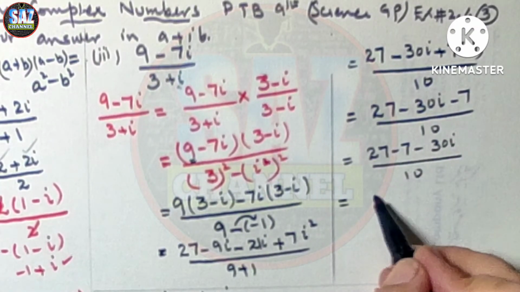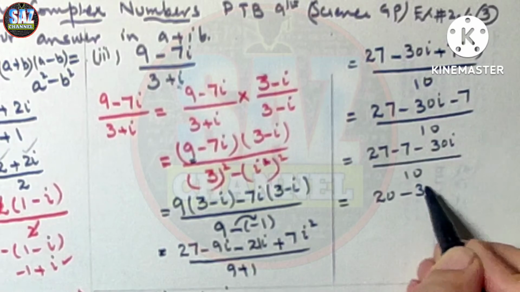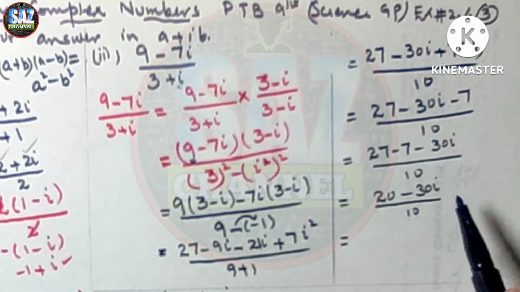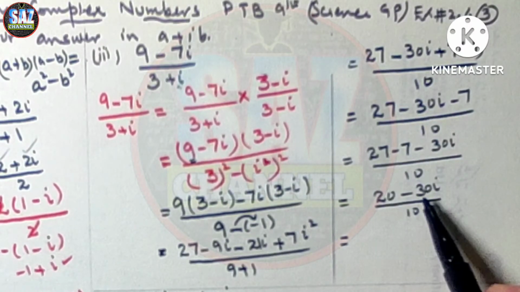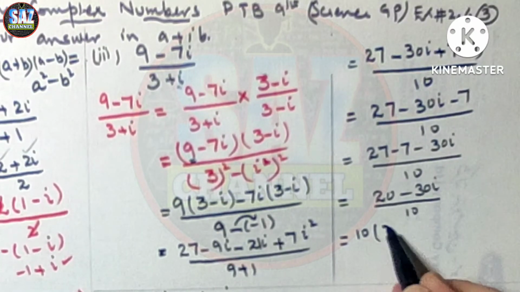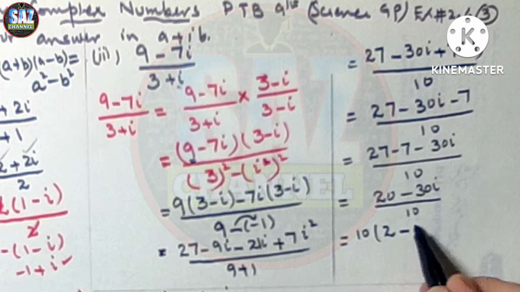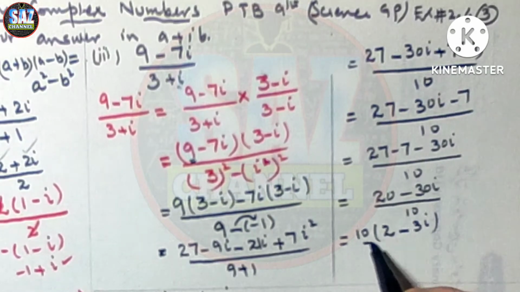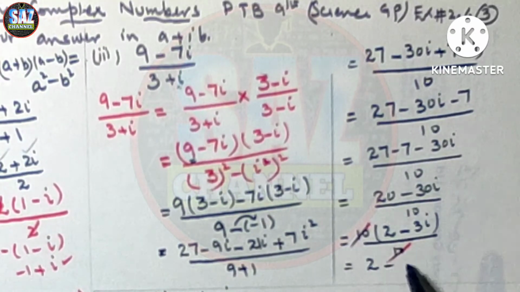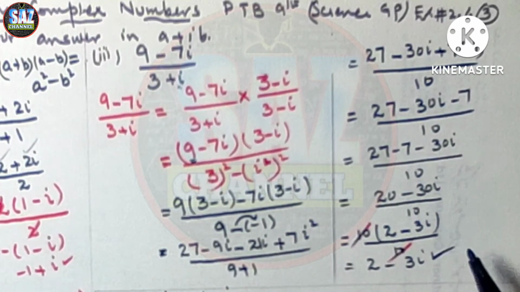27 minus 7 is 20 minus 30 iota by 10, and now we can simplify it more by pulling out 10, table of 10 is suitable. 10 times 2 minus 3 iota upon 10, 10 goes with 10, and I am left with 2 minus 3 iota, which is the required complex number in standard form.